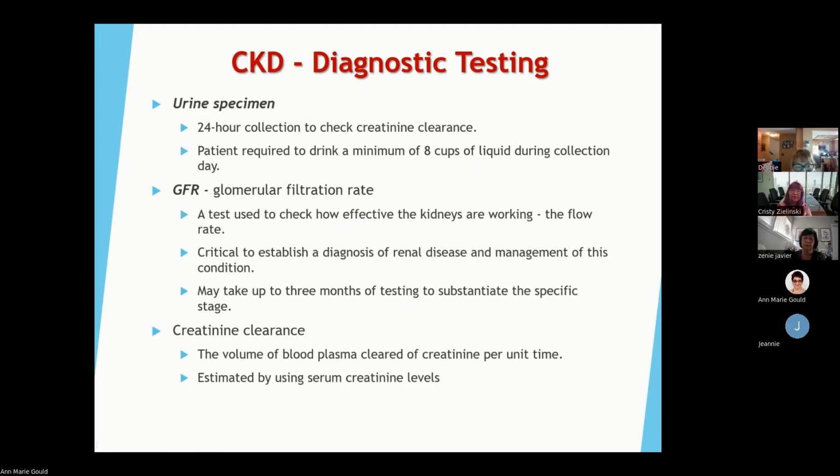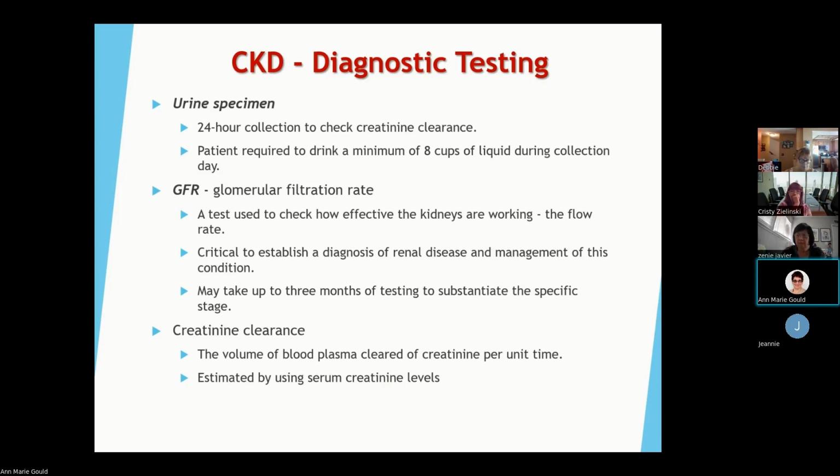Okay. So additional testing that's done for the CKD, of course, your urine specimen. Usually that's where your 24-hour urine collection is collected for the creatinine clearance. So the docs want to know what their baseline creatinine clearance is, and that's why a 24-hour urine specimen is collected. And they have to drink a minimum of 8 cups of liquid during the collection day. So they have to drink a lot of water or fluid, whatever. They say liquid, but usually it's water that the docs want.